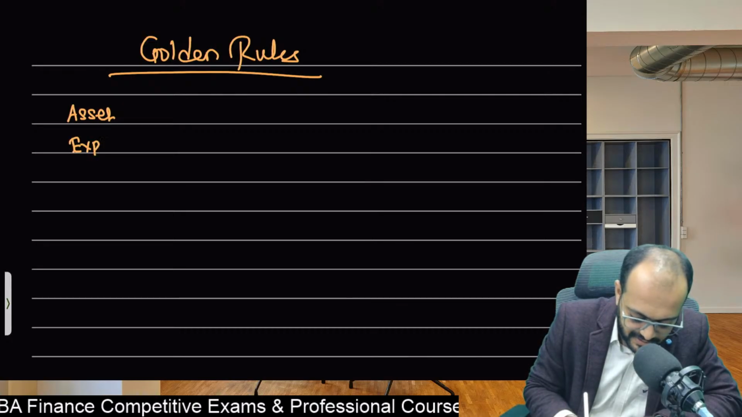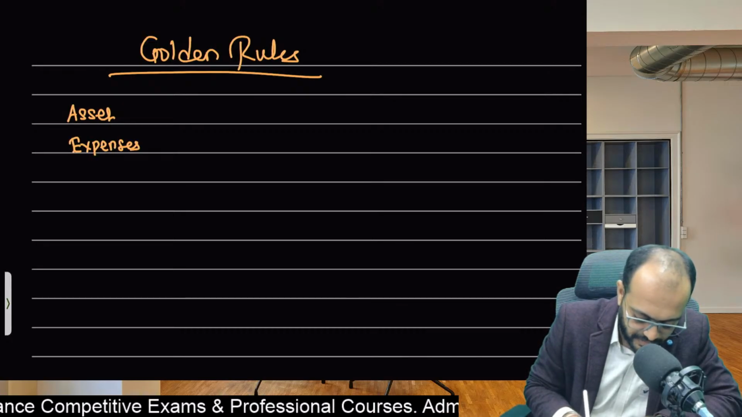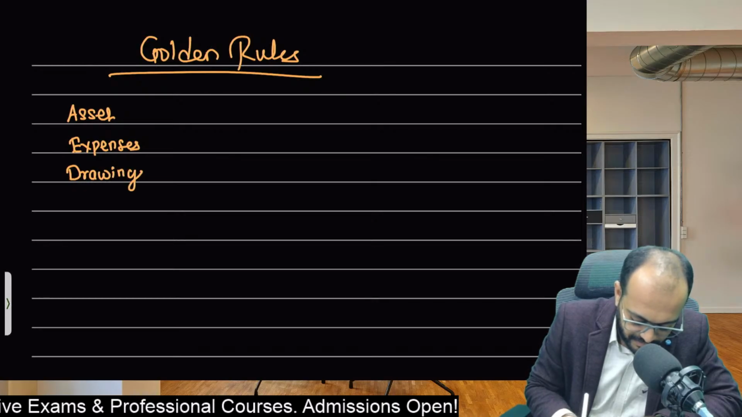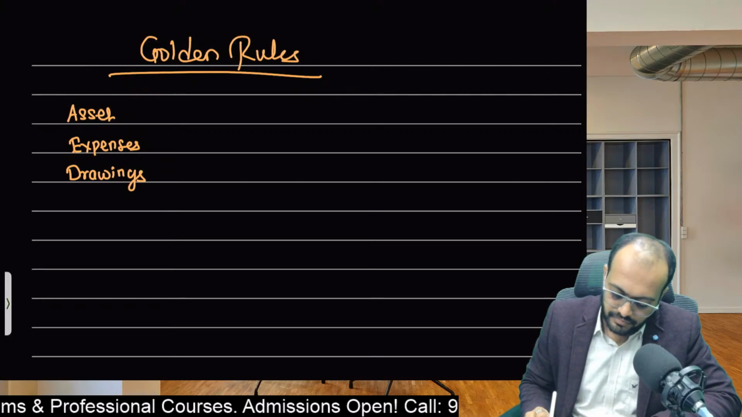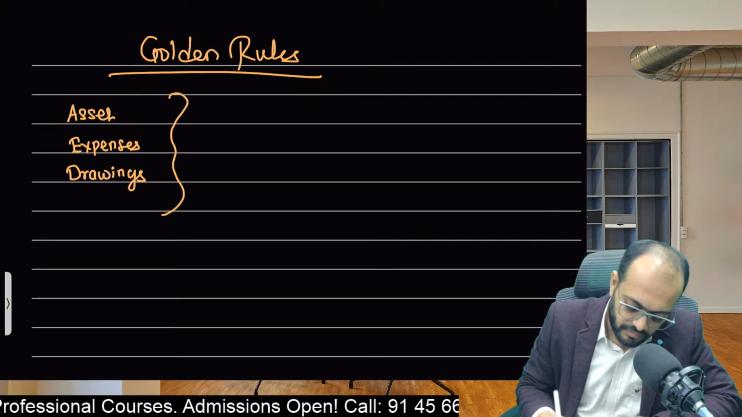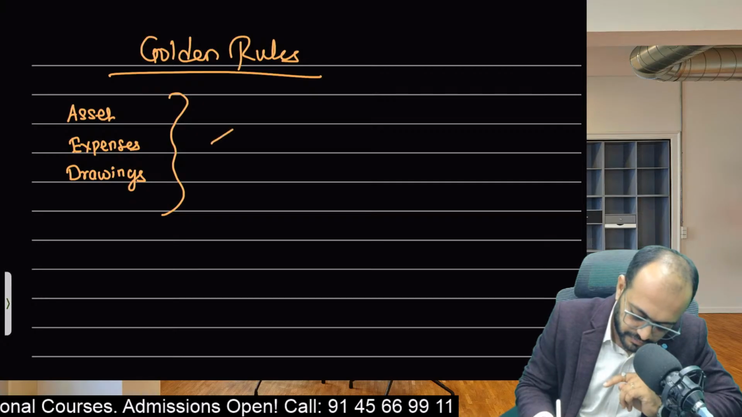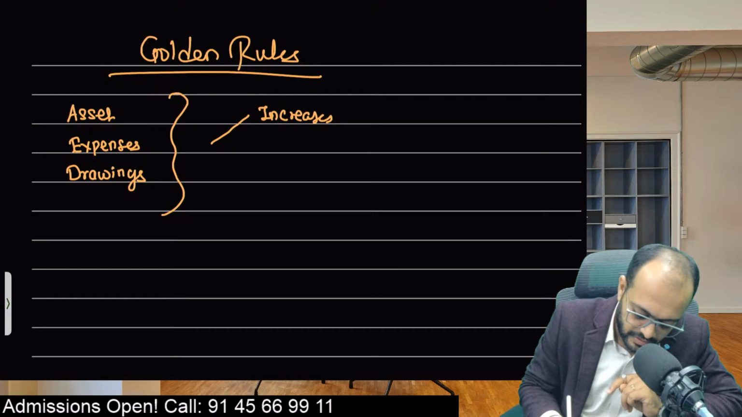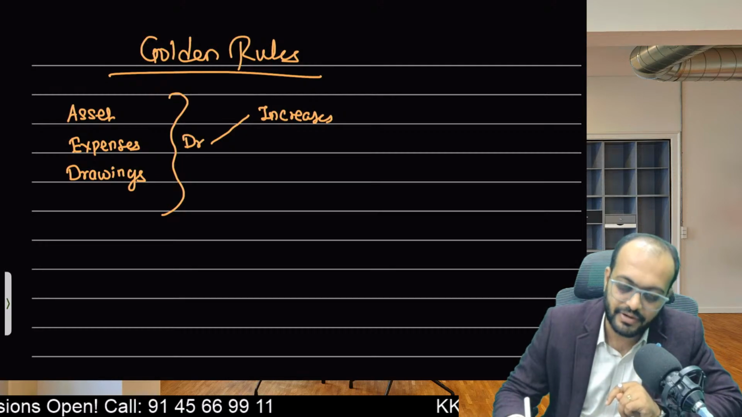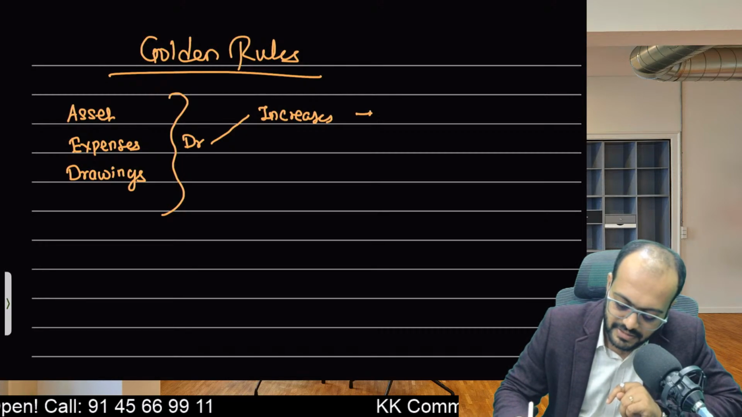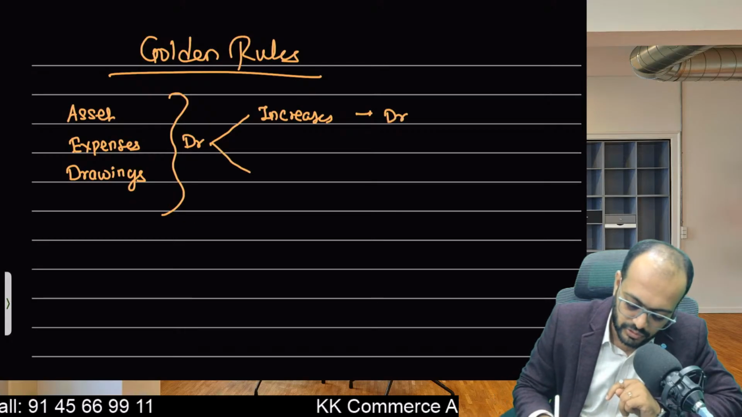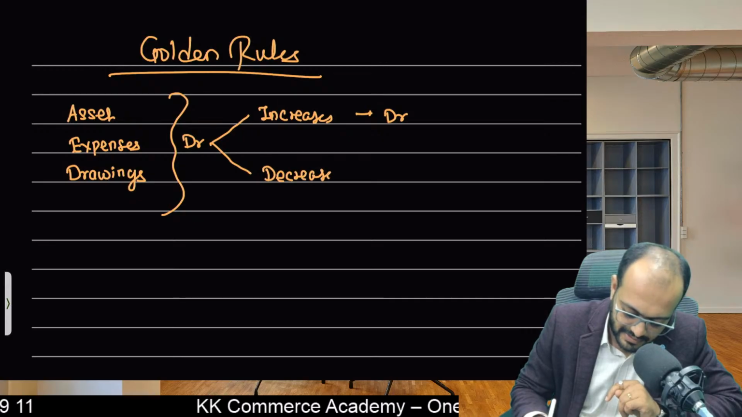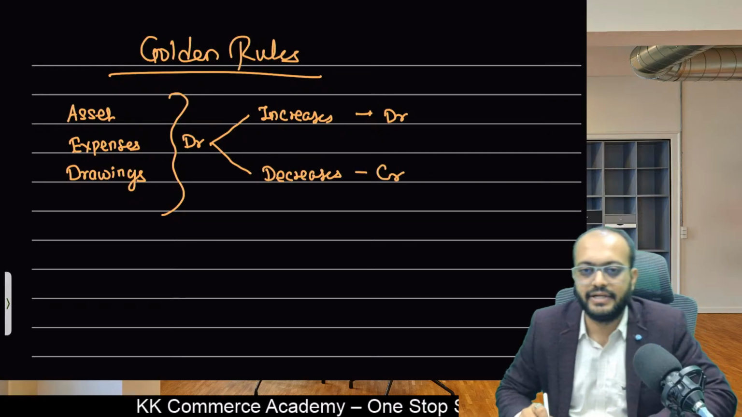then expenses, drawings. If it increases, see, asset, expense, and drawings always have debit balances. If they increase, we have to give debit to the respective account, and if they decrease, we have to give credit to it.